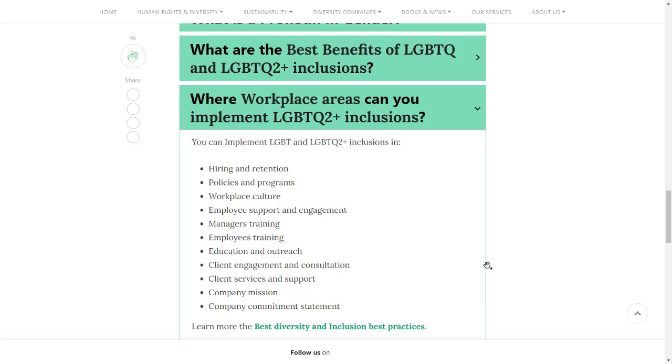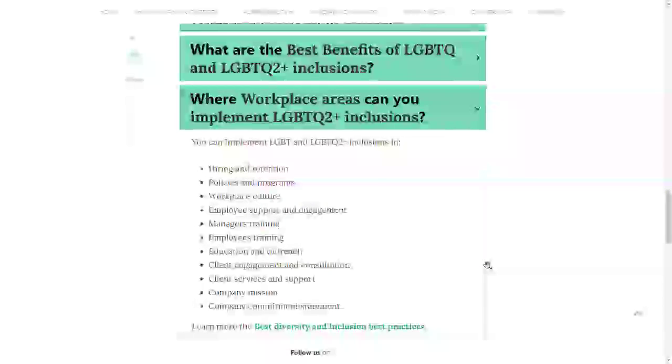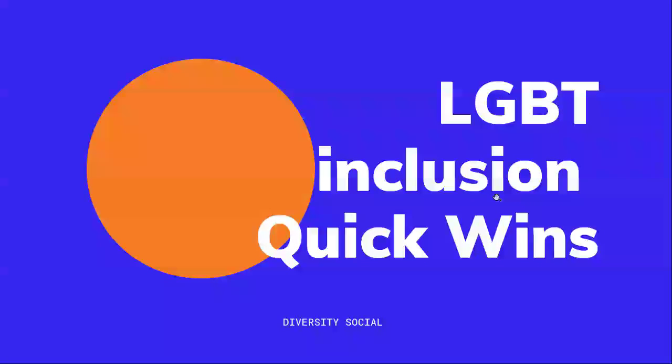and doing onboarding or manager training, you can also incorporate LGBT training into those. And also in client management, supplier or supply chain management, you can also incorporate diversity and LGBT inclusion. And more importantly, in the mission and commitment statement of your company or organization, you can include LGBT or any diverse workplace language.